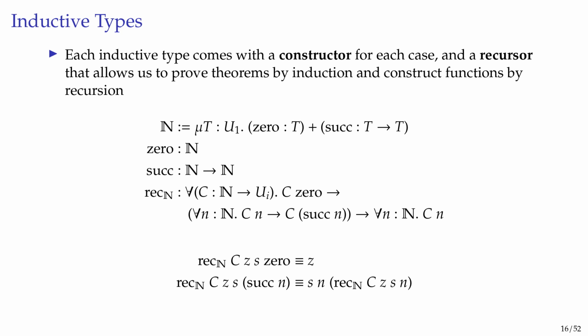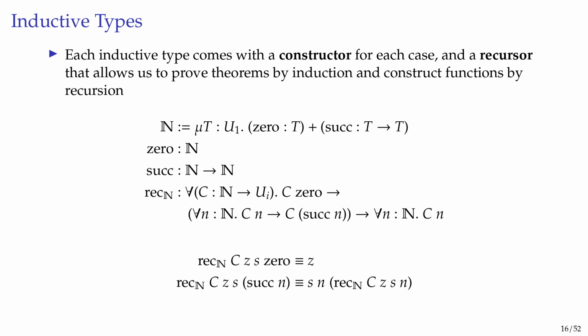And I think I said this already. So each inductive type comes with a constructor for each of the cases, and then also a recursor to prove theorems by induction, and also construct functions by recursion. And in fact, one of the aspects of propositions as types here is that these are actually the same operation from Lean's perspective. Induction and recursion are not really differentiated.